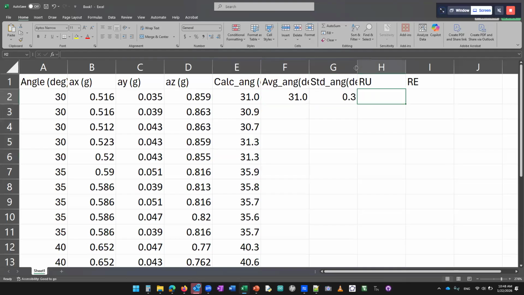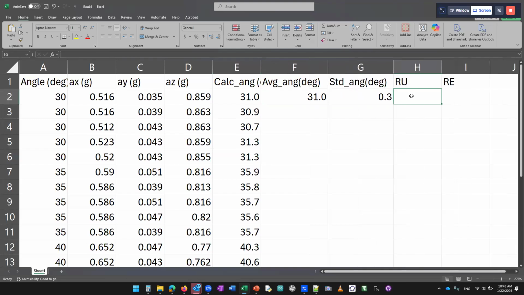Okay, so what exactly is the uncertainty, relative uncertainty? Uncertainty is not about how accurately you were able to reproduce the 30 degrees. It's about how you can say, okay, here I have 5 measurements, they vary. So I'm not certain about the measurement, individual measurements.